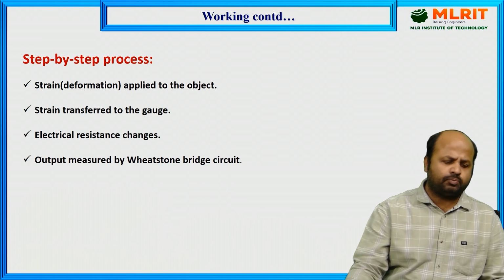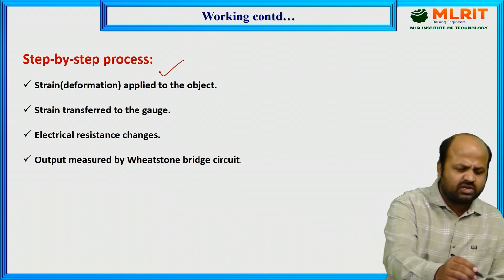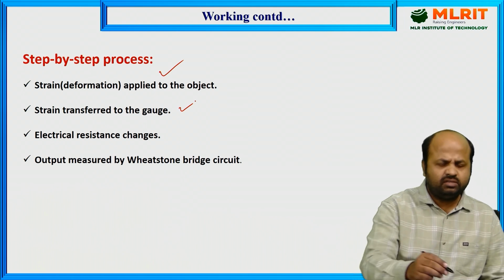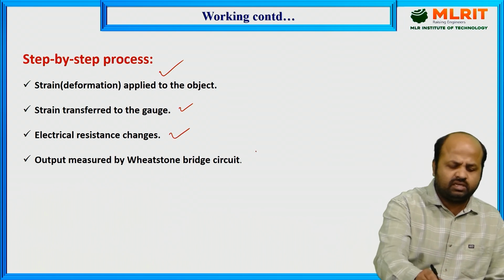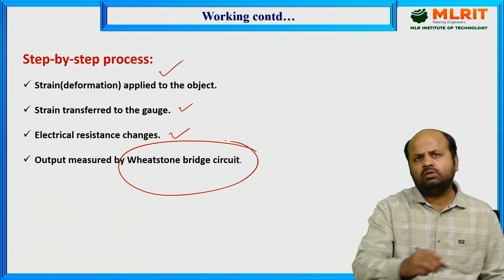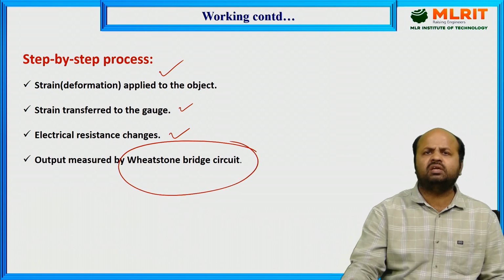The step by step process is that first strain is experienced by the object, then strain is transferred to the gauge, then there is a change in the electrical resistance, and this change in the electrical resistance is measured by the Wheatstone bridge circuit. So this is the step by step process of how the strain gauge works.